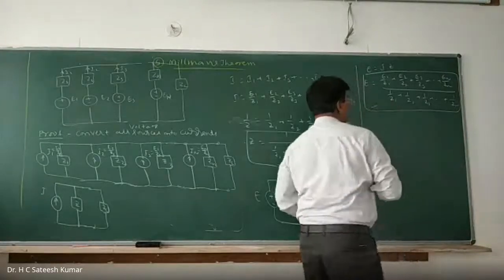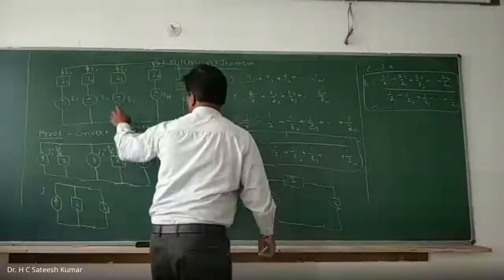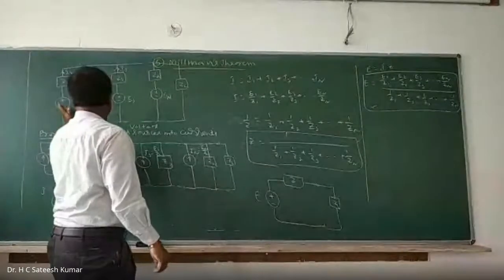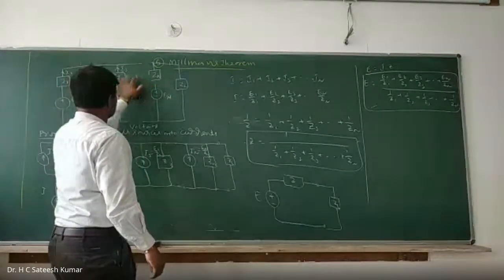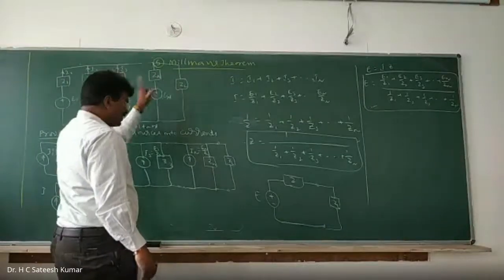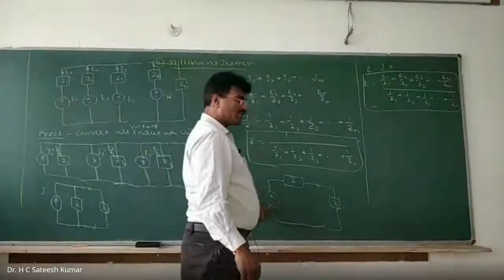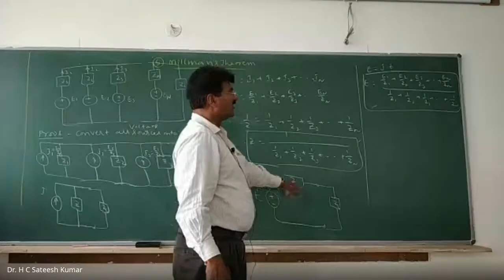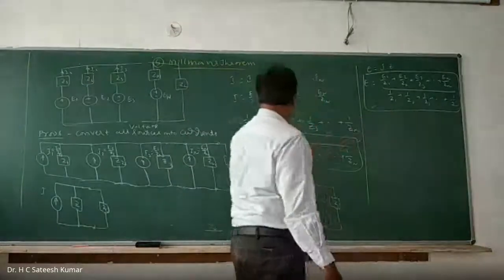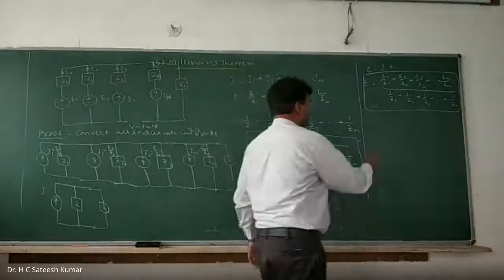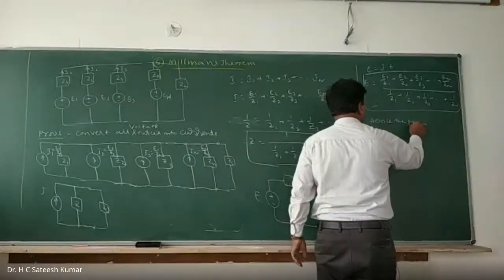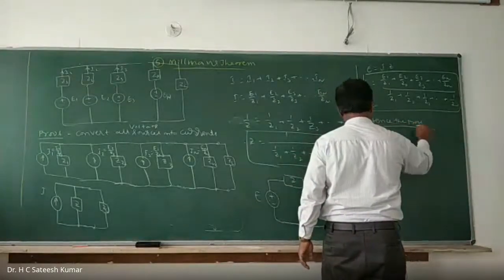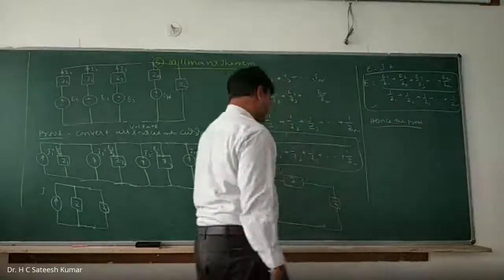So therefore, a number of sources E1, E2, E3, so on to En with their internal impedances Z1, Z2, Z3, so on to Zn can be replaced by a voltage source E in series with an impedance Z, where E is equal to this one and Z is equal to this one. Hence the proof. That's all. Okay. So that's how we should prove it. Very simple one, easy one.